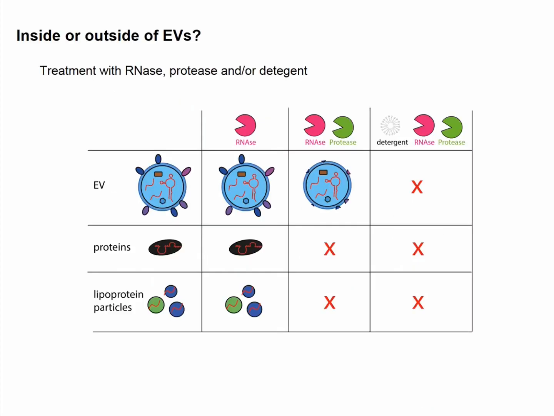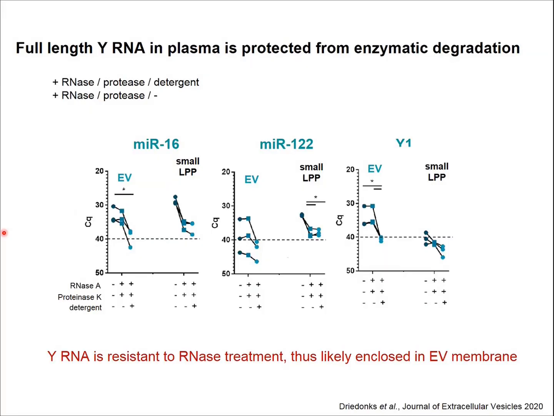Next, we performed RNase resistance testing to determine whether Y-RNA was on the inside or on the outside of EVs. We subjected each sample to RNase plus protease or RNase, protease and detergent treatment. If an RNA is located on the inside of an EV, it should be able to withstand RNase plus protease treatment. In contrast, the protein complexes or lipoprotein particles will be degraded by the protease, and subsequently the RNase will degrade the RNA. Only after adding detergent, the EV enclosed RNA will be accessible to RNase and degraded. So let's have a look at the data.